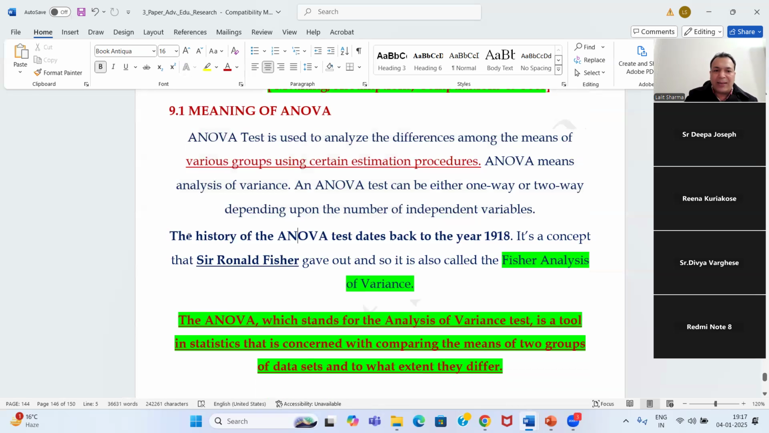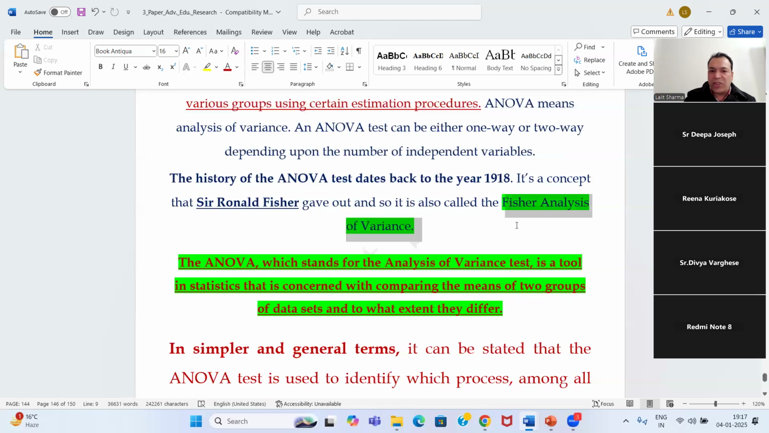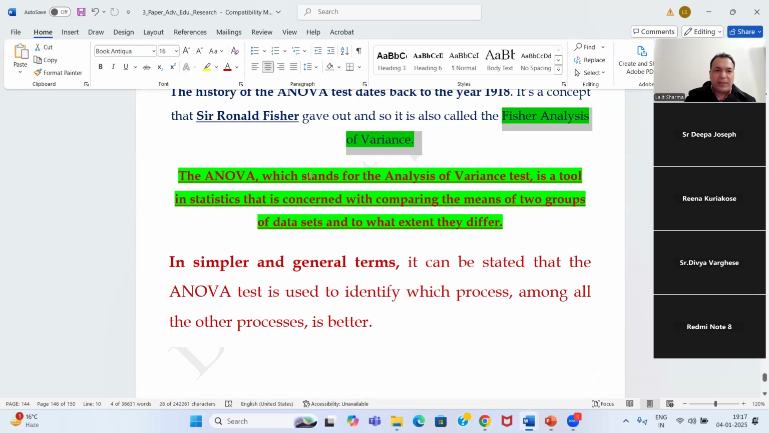Right. What was ANOVA? The history of the ANOVA test dates back to 1918. It is a concept Sir Ronald Fisher gave, so it is called the Fisher analysis of variance. Question has come, right, Fisher analysis of variance. Don't think that it is not your syllabus. Okay, this ANOVA was given by Sir Ronald Fisher, so that's why it is also called the Fisher analysis of variance. Sometimes it comes. Okay, write about the Fisher analysis of variance.